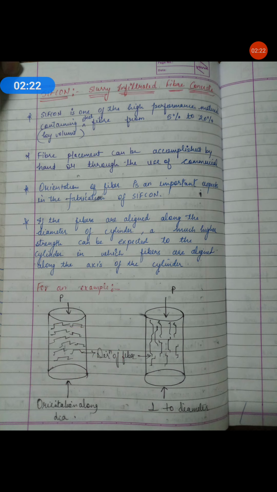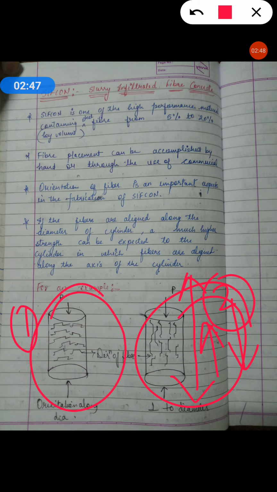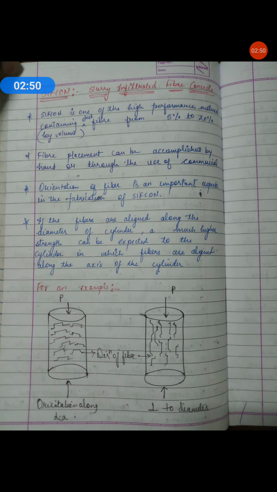If you are placing the fiber horizontally, a much higher strength can be expected than in the cylinder in which fibers are aligned along the axis of the cylinder. See, the first figure is along the diameter and this is along the axis. The axis of the cylinder is this. So if you are placing fibers in this way, this will have lower strength than this one, so this has greater strength. This arrangement will have greater strength if you are placing fibers along the diameter. So orientation is a very important thing.